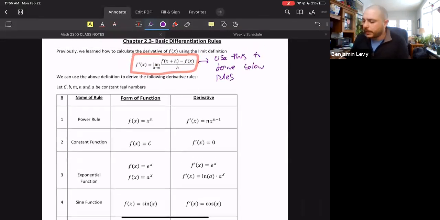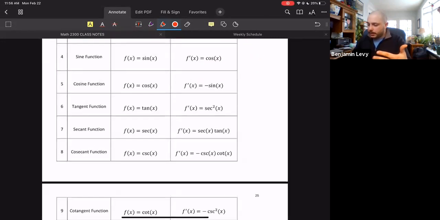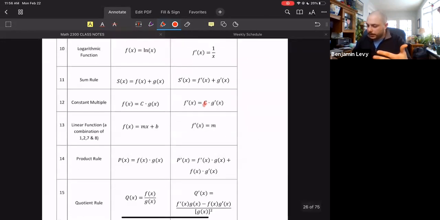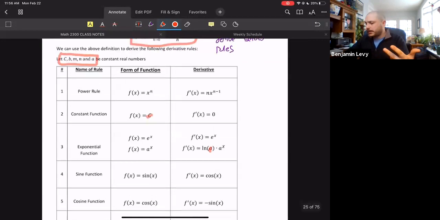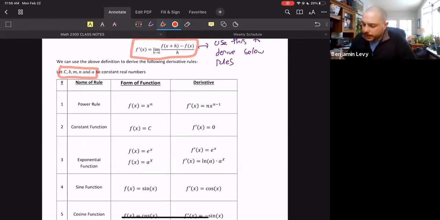So for example, let me set up the page. On this page, all these things are constants. So C, B, M, N, A. Here's a C, here's an A, right? Here's some of the other ones. Here's another C, here's an M. All those things are just constants. And so the only thing that's a variable in here are the X's. What's going on here is it tells us the form of the function in the middle column, and then it tells us the derivative in the right column, right? Notice how here we have f of x and here we have f prime. And so the right-hand side is the derivative of that one.